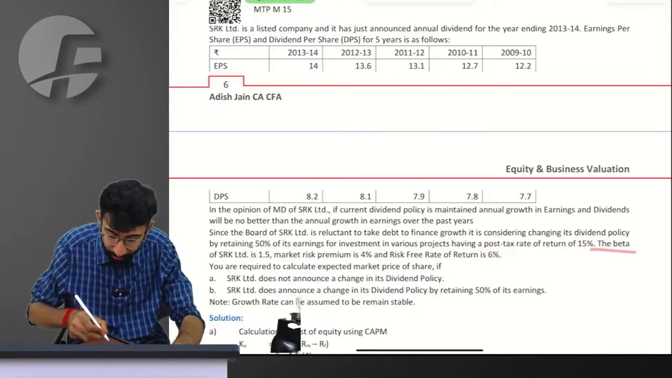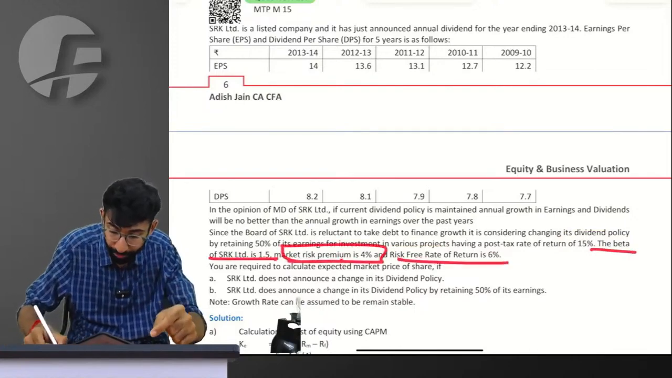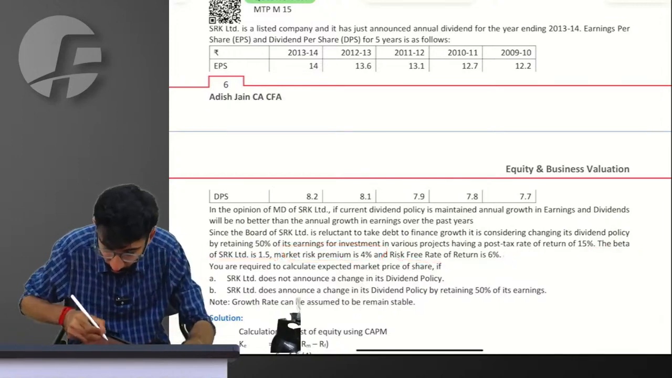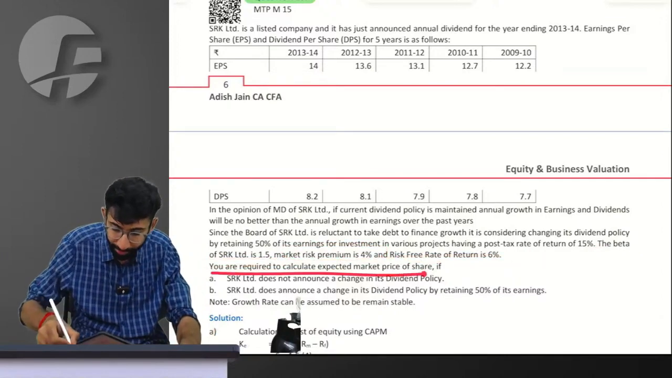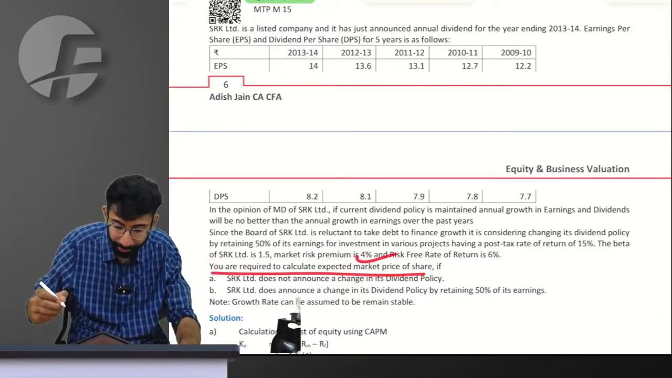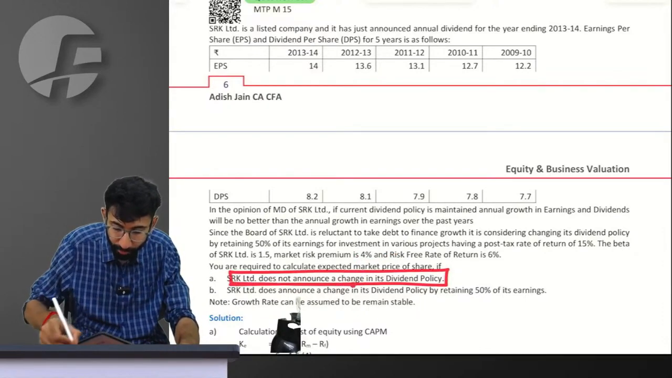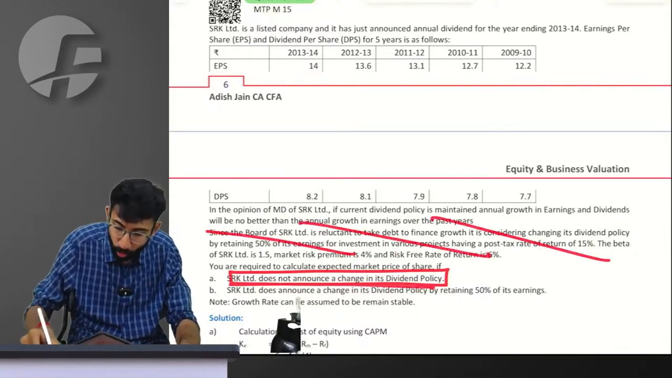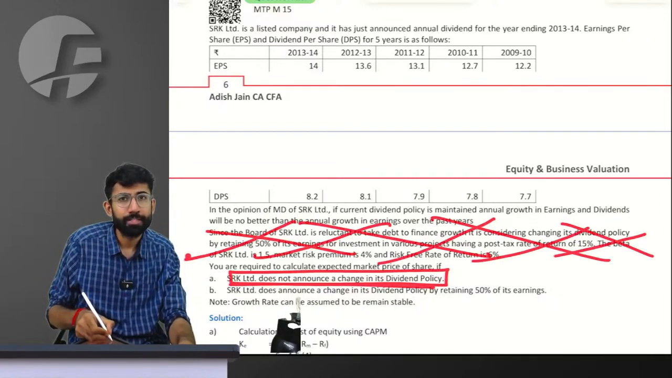My beta is 1.5, market risk premium, RM minus RF, 4%, risk-free rate is 6%. What an amazing question they have given. What do they want us to calculate? You are required to calculate expected market price if SRK does not announce change in dividend policy. If there is no such announcement, then what will be the share price?